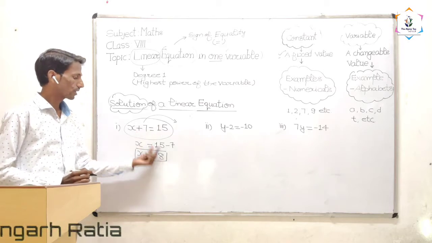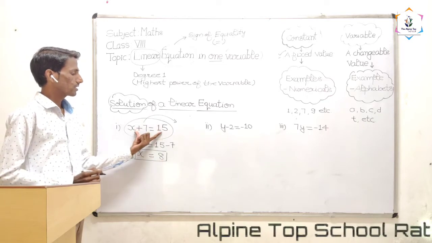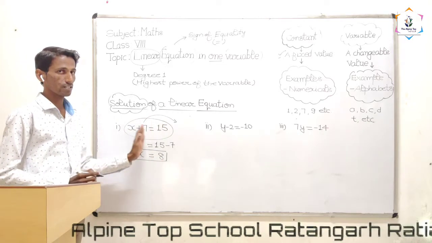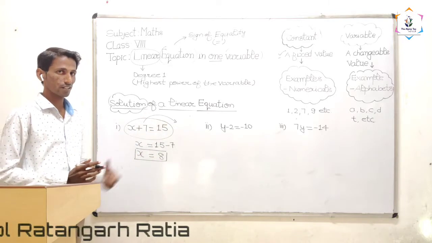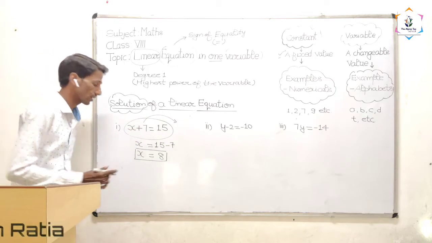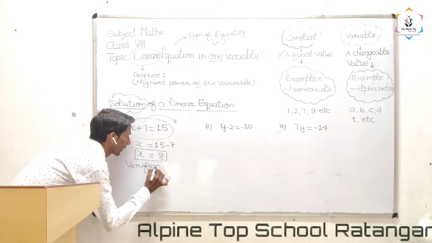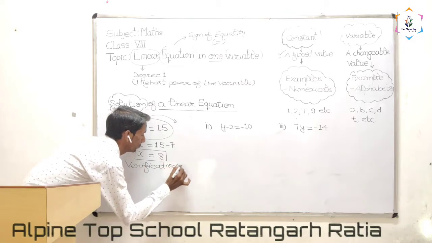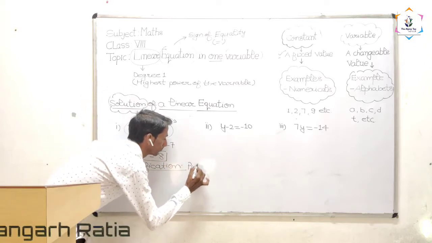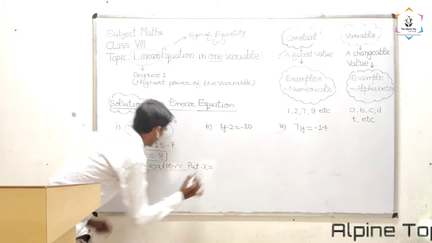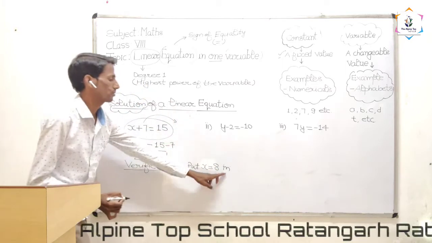Why is x equal to 8 the solution? Because when you use x equal to 8 in this linear equation, it satisfies it. Satisfied means this particular value makes the left hand side equal to the right hand side. Students, let's see its verification. For verification, what do we have to do? For the verification part, put x equal to 8, the solution we got, into the equation to test it.